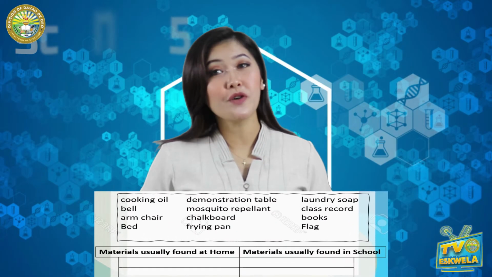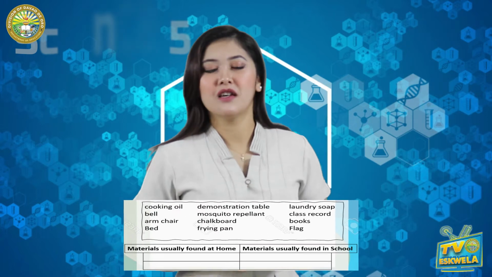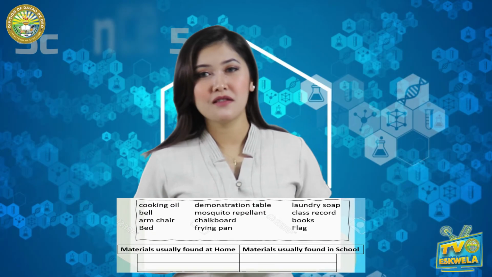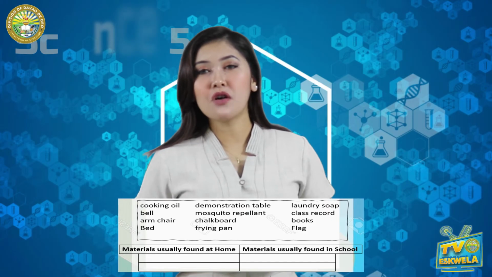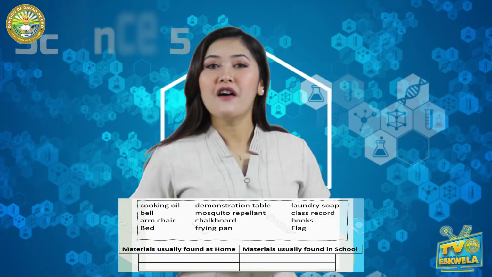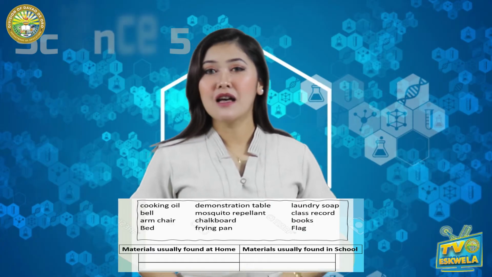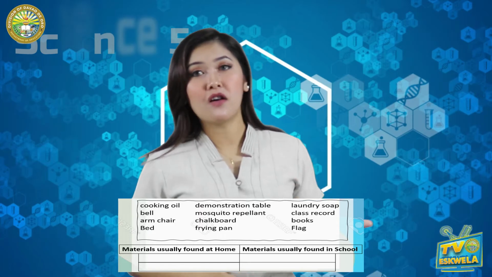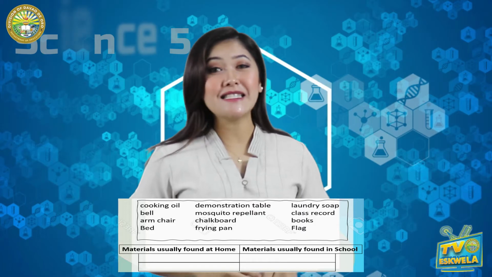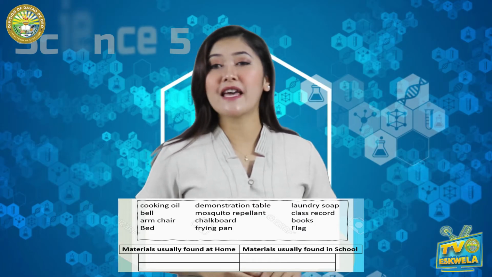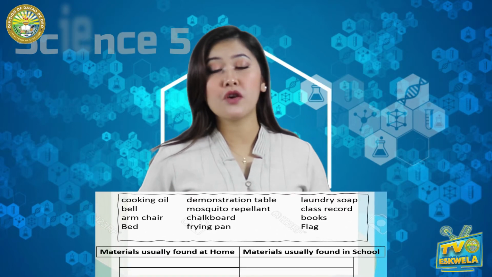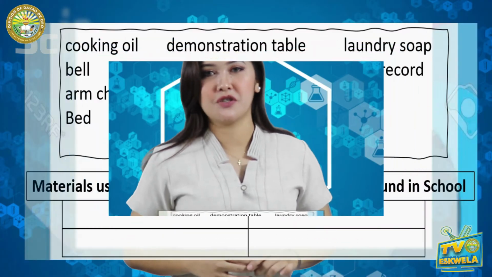Let me read to you the following words inside the box. Cooking oil, bed, demonstration table, frying pan, mosquito repellent, laundry soap, armchair, flag, bell, books, class record, and the chalkboard. Again, you will classify the materials where they can be found in home or at school. And I will give you 15 seconds to answer.